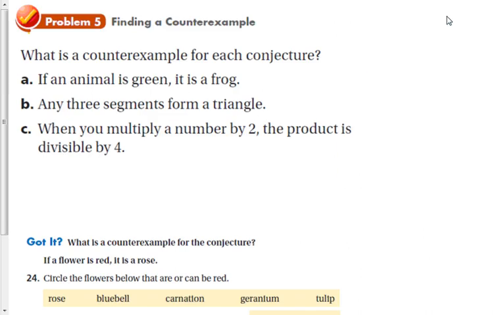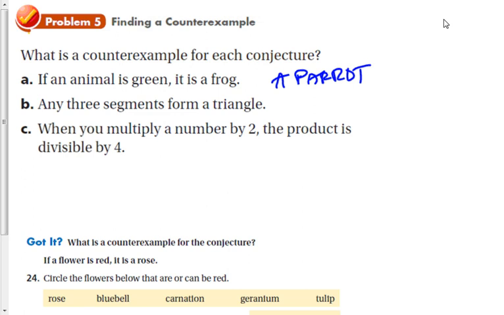All right, the last thing we're going to do is just show how to use a counterexample to disprove something here. So the first statement says if an animal is green, then it is a frog. All we need to do is think of some animal that's green that isn't a frog, and then we can show that that isn't true. Maybe a parrot. A parrot is an animal that's green and is not a frog.